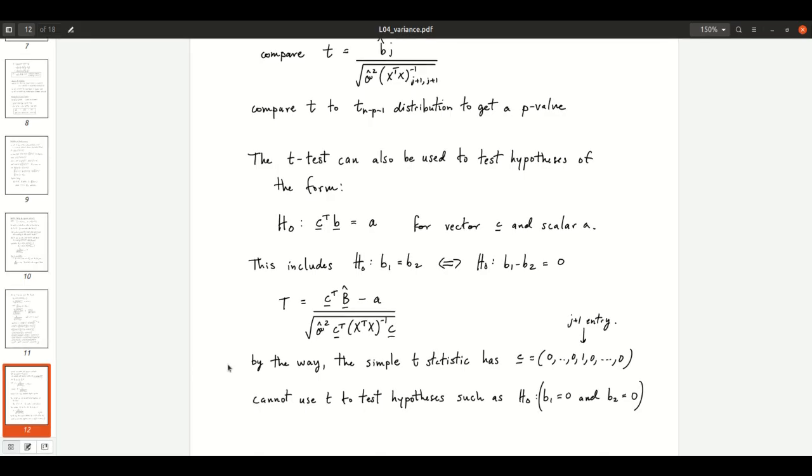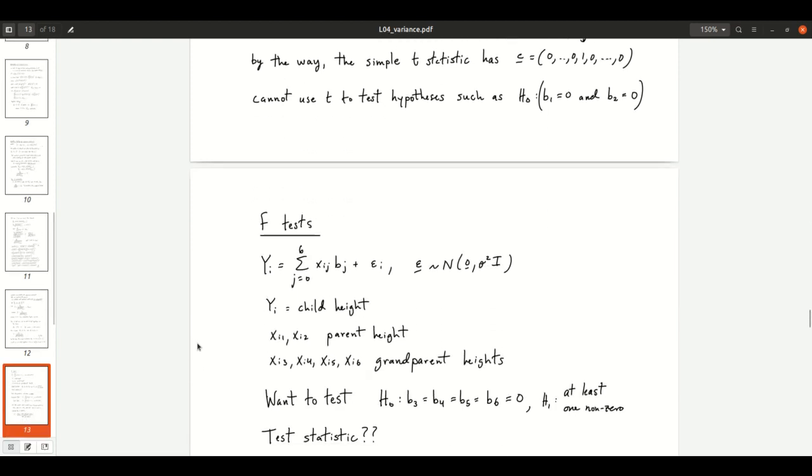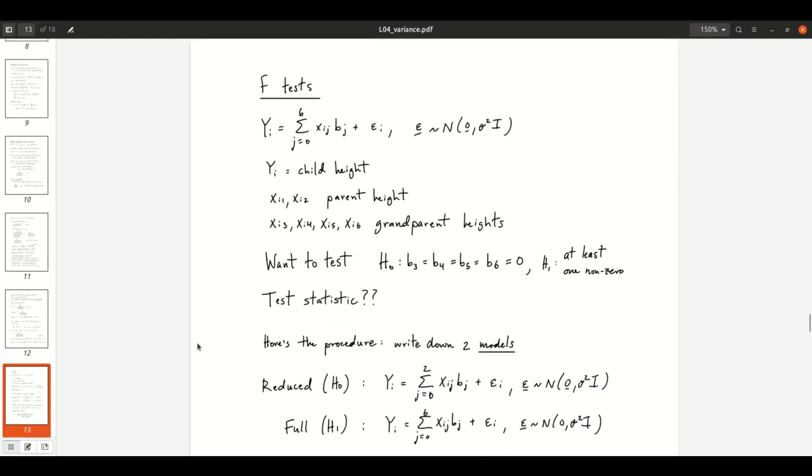All right, so that means you can use the t-distribution to do hypothesis testing with linear combinations of the regression coefficients. However, we cannot use the t-test to test hypotheses such as the following, that this regression coefficient B1 is 0 and this regression coefficient B2 is 0. So this is a different type of hypothesis that cannot be written as C transpose B equals 0. So for that, we need a different kind of test, and that's the F-test.